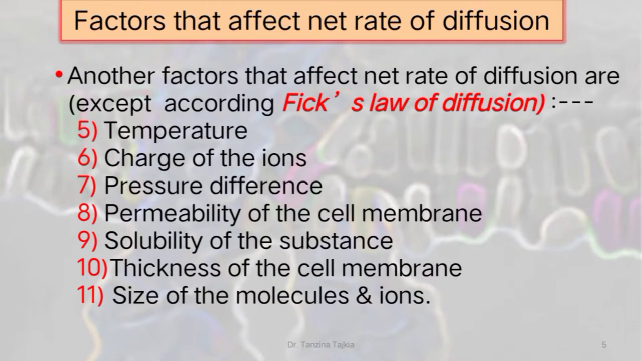According to Fick's law of diffusion, the factors that affect the net rate of diffusion are concentration difference, cross-sectional area, distance between two regions, and diffusion coefficient. Other than Fick's law, further factors that affect the net rate of diffusion are temperature, charge of ion, pressure difference, permeability of cell membrane, solubility of substance, thickness of cell membrane, and size of the molecules and ion.